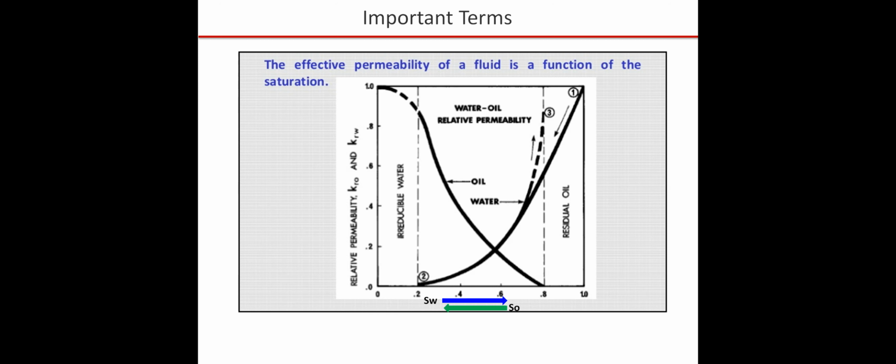You can see the intersection of the two, KRW and KRO, beyond 50%, which indicates that it's a water wet system. And you can note the endpoints between these two numbers, SWI and SOR. This is the water saturation that goes into the computation of normalized water saturation.